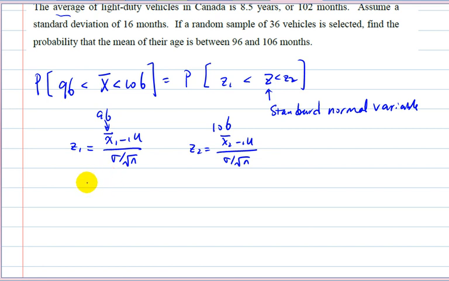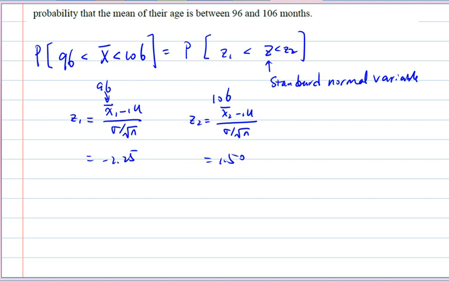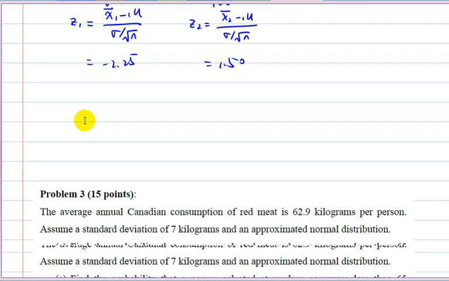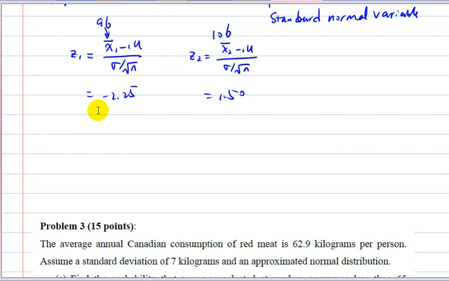So this is going to be negative 2.25, and this is going to be 1.5. I think you know how to use that table to look for the probability. So try it out, just use the z table.